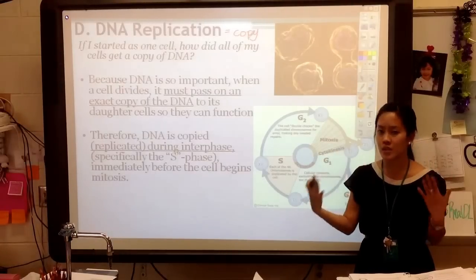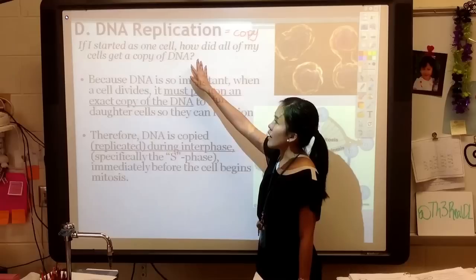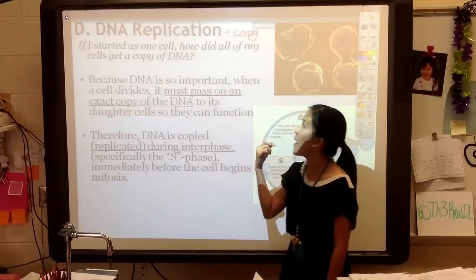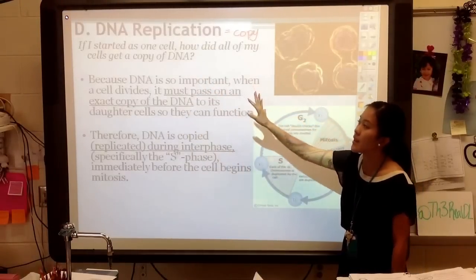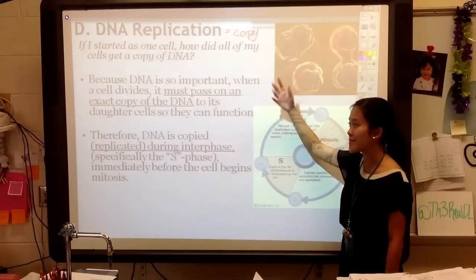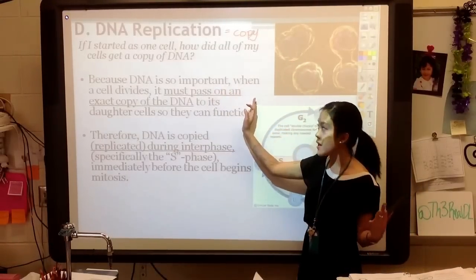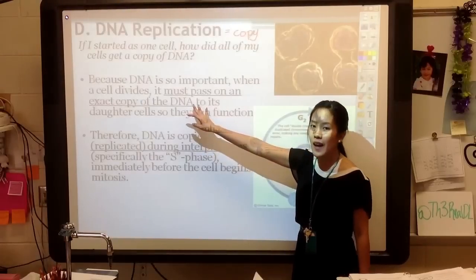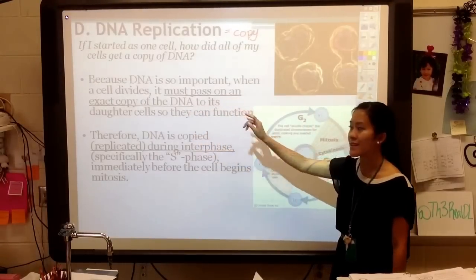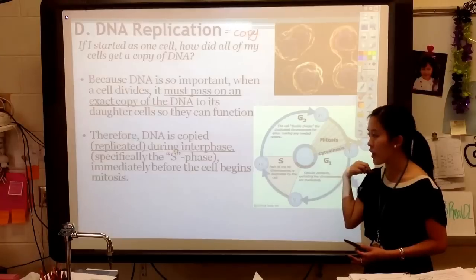We're making more DNA. So you really want to think about, if you start out as one cell, how did all of my cells get a copy of the DNA? Well, we have to go through this process. Because DNA is so important to all of our cells, when a cell divides, it must pass on an exact copy of the DNA to its daughter cells so that it can function.